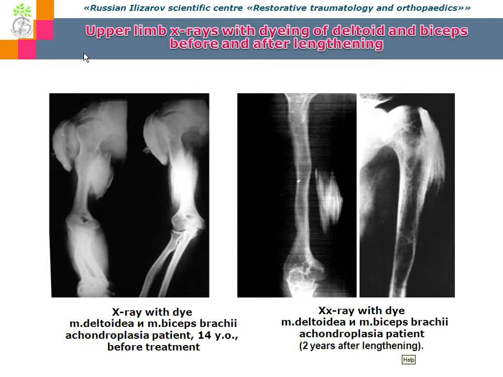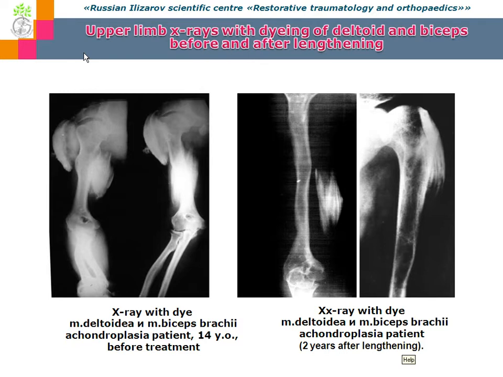According to X-ray with dye and sonography, after lengthening, the muscles' shape, length, direction, and structure of muscle fiber and intramuscular septa have a structure similar to normal.